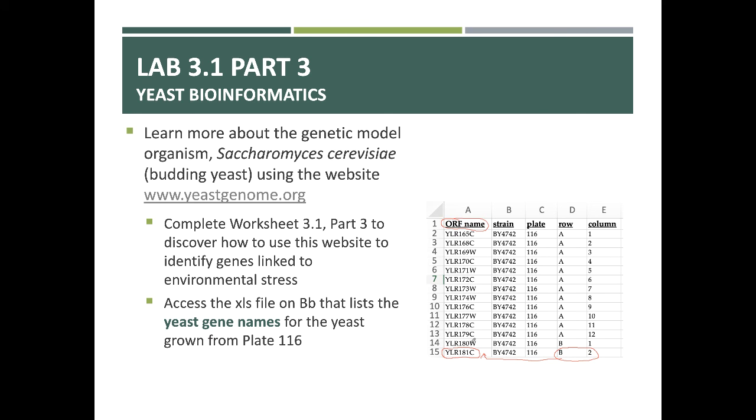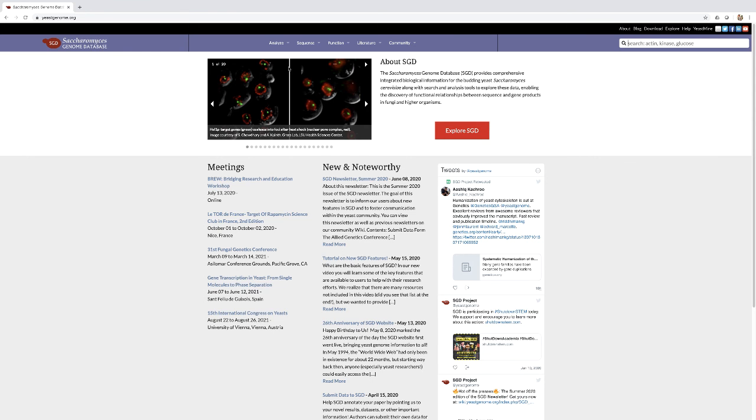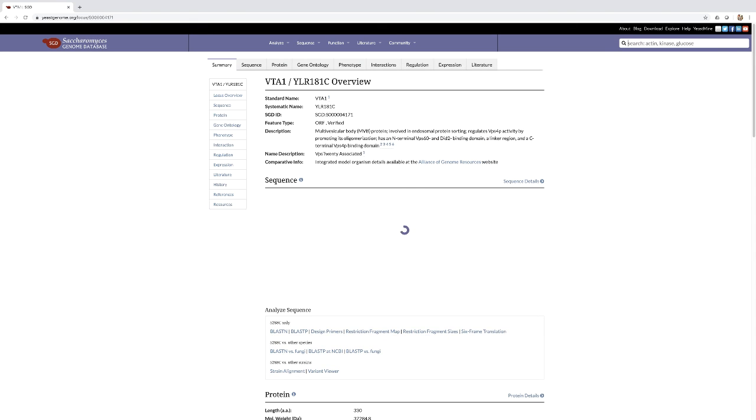We take that and we plug that into the yeast genome database. So let's go ahead and do that real quick, just as an example. Okay, so here's our Saccharomyces genome database, yeastgenome.org, and here's a search feature up here in the right corner. And so we're going to put that ORF name here, YLR181C, and we're going to search for it. And then what we'll see is a lot of data that comes up.